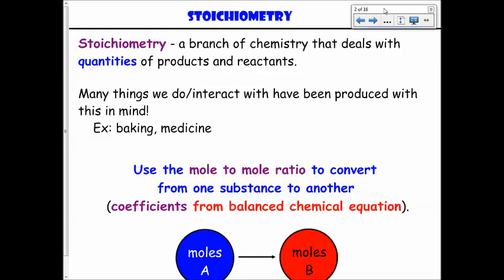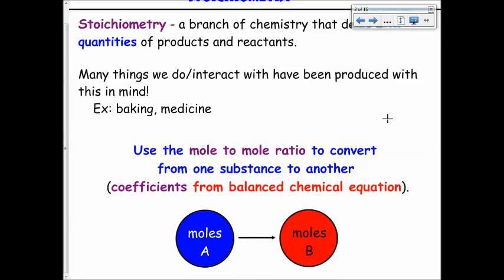So that is really what stoichiometry is: making sure that you have enough of everything, or that you are mixing proper ratios of everything. So when you go through and do this, you use what we call the mole-to-mole ratio to convert from one substance to another. That is, they are the coefficients. The mole-to-mole ratio are your coefficients.